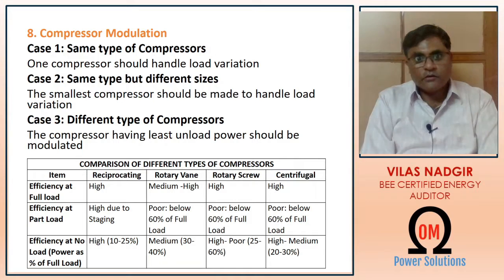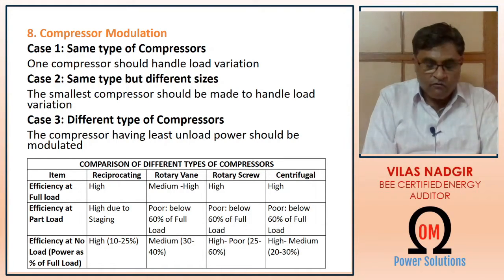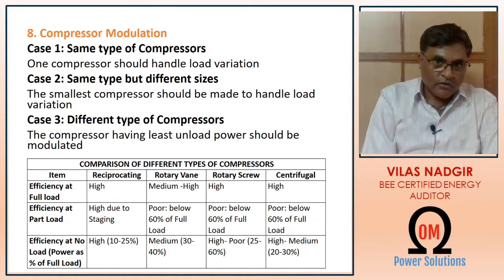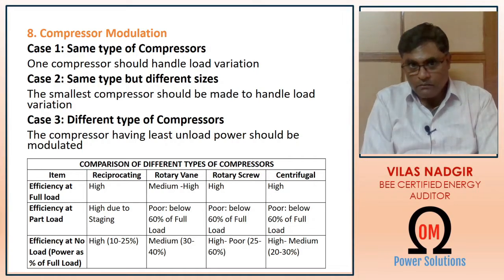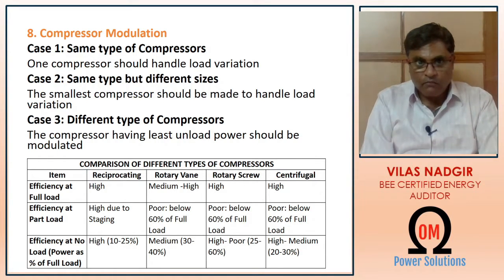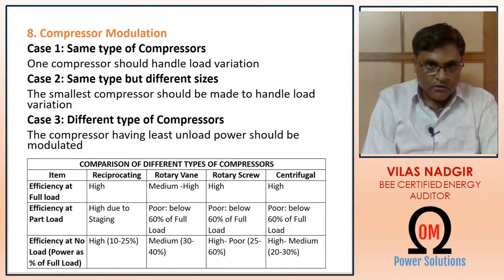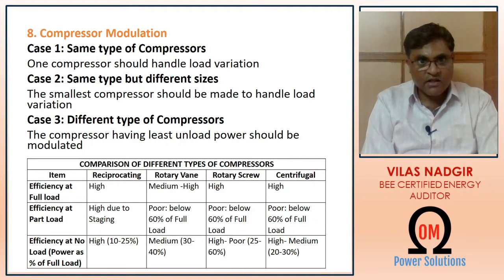This is a very important aspect of the compressor, which is known as compressor modulation. If there are many types of compressors in industry, these compressors should be operated in such a way that the maximum energy efficiency is possible from among this group of compressors. Let us take one case: if the same type of compressors are working, then we have to operate all these compressors in such a way that only one compressor should handle the load variations, keeping other compressors as a base load.